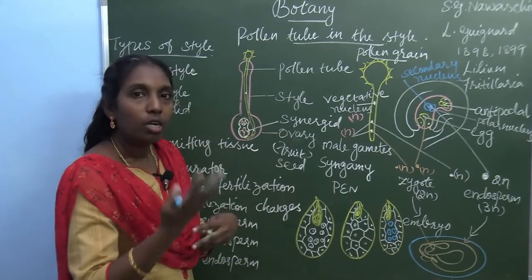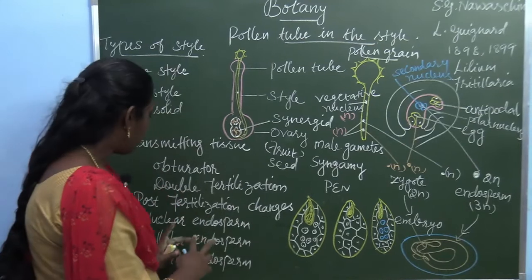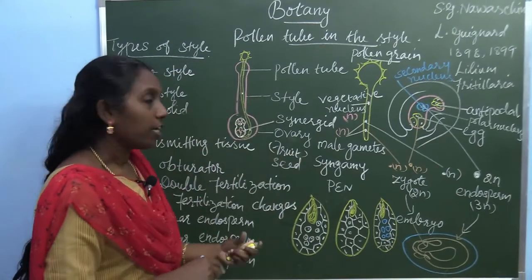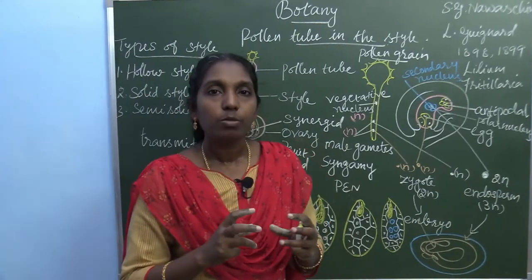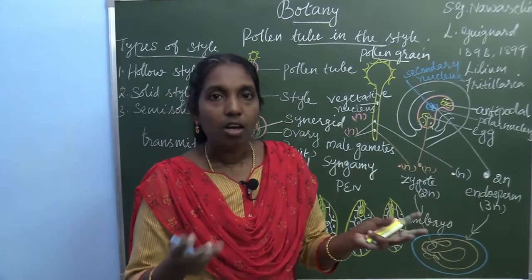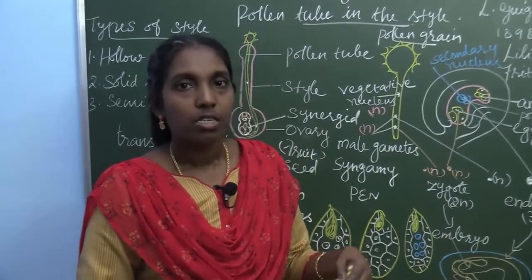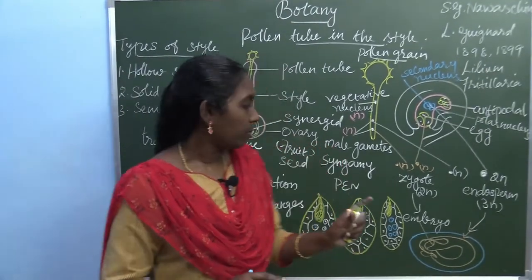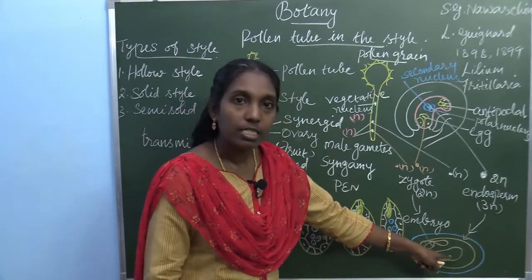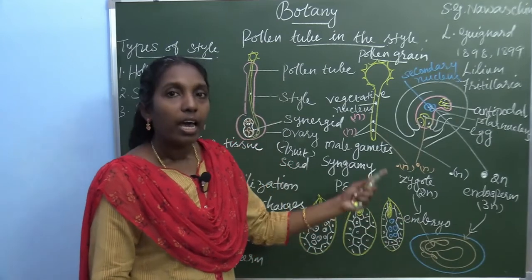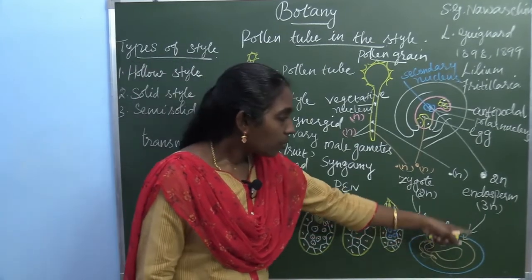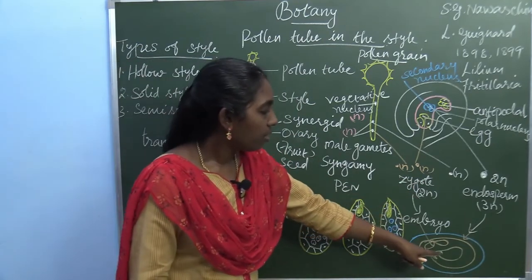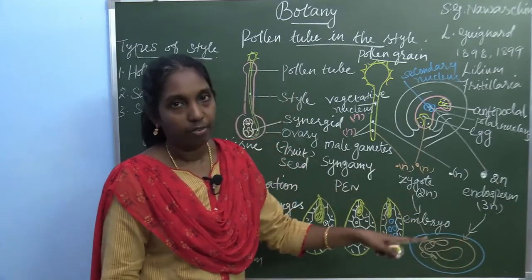So depending upon the mode of development, there are three different types of endosperm. Apart from this, one more endosperm is there, ruminate endosperm. In this, the endosperm formation is uneven or irregular on its surface, so it is called ruminate endosperm. What is the function of endosperm? The endosperm nourishes the developing embryo, and in most cases the endosperm divides before the division of the zygote. So before the zygote divides, the endosperm divides.